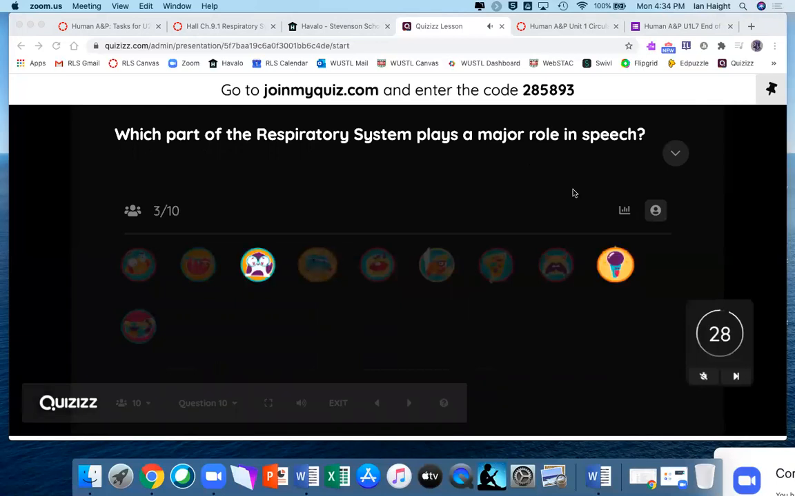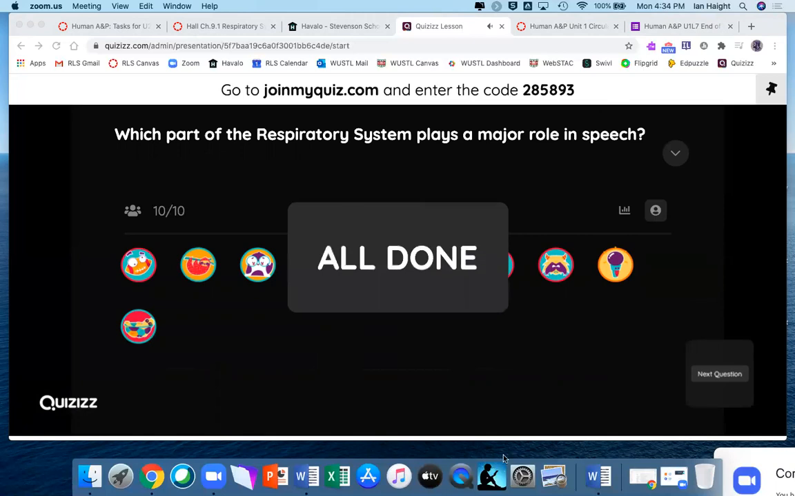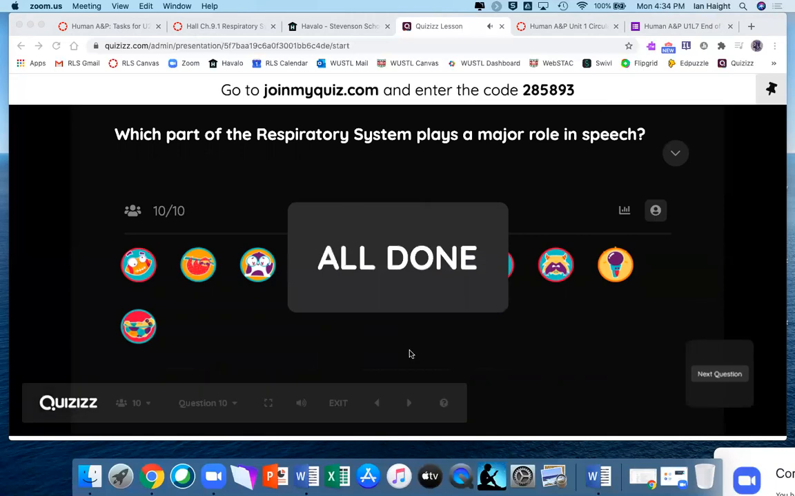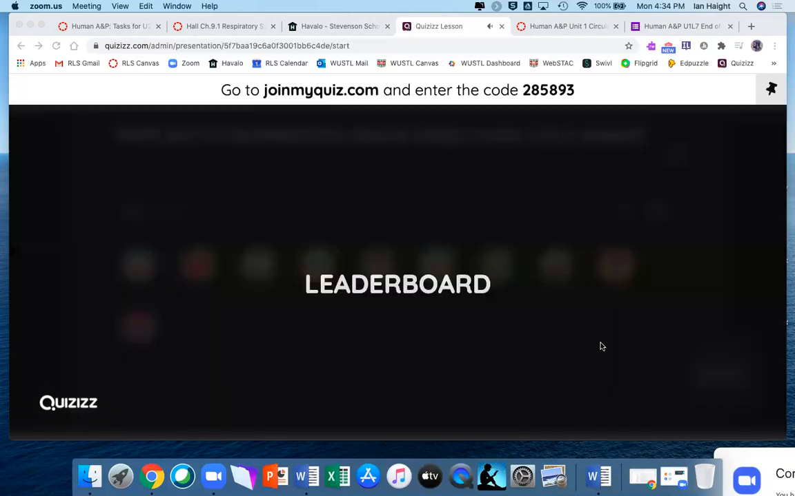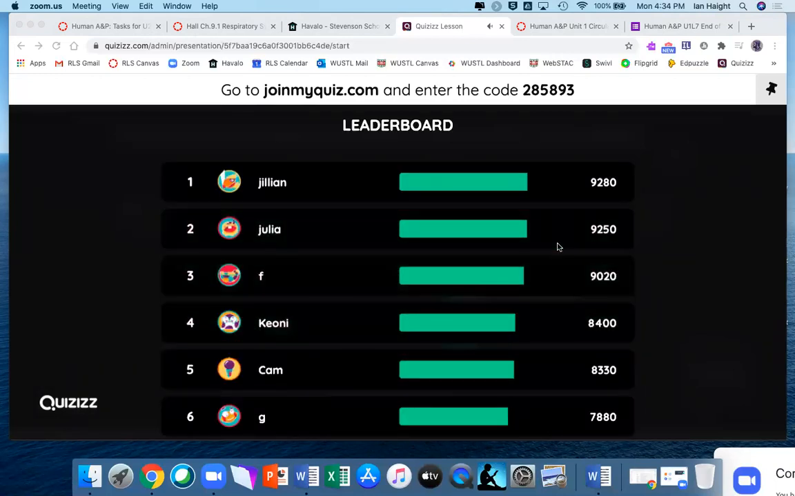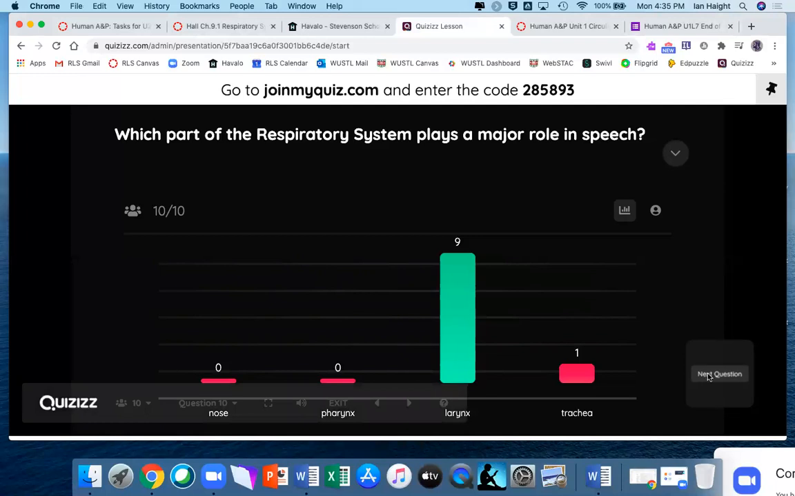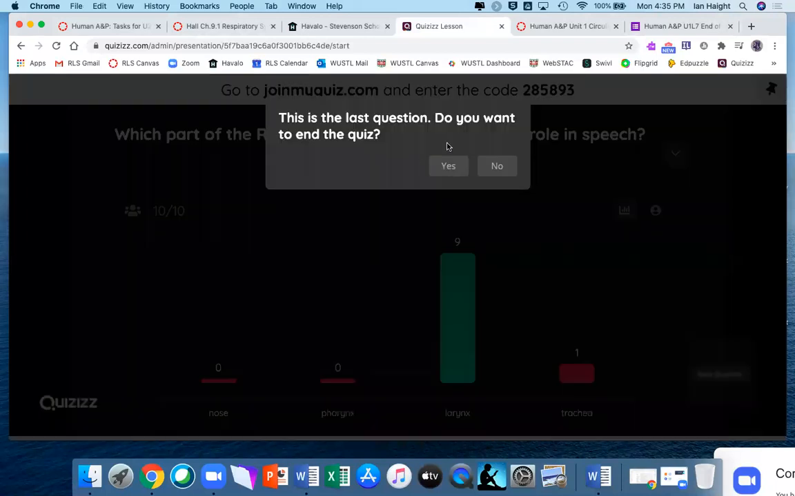Which part of the respiratory system plays a major role in speech? Jillian held on to the lead. Garrett coming from behind. Very good. Yes, the correct answer is the larynx. Those are where your vocal cords are. It's a little weird to think of food passing through your vocal cords, but it is on that pathway.